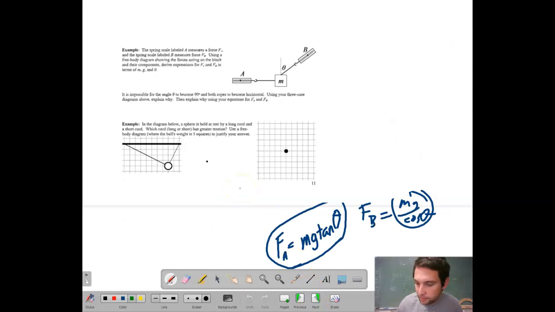That's a sufficient enough explanation. You can put that in whatever words you want. And then explain using your equations. So for FB, the first force that we completely found, it is mg over cosine theta. Again, if you take your calculator and you type in cosine 90, I don't know what you can see, you get 0. We've got 0 in the denominator. Math teacher will not be pleased with that.